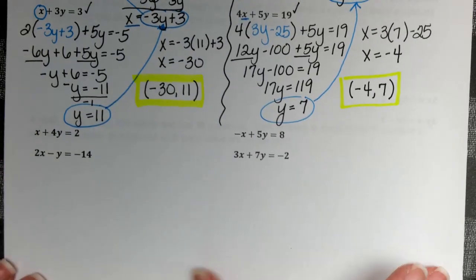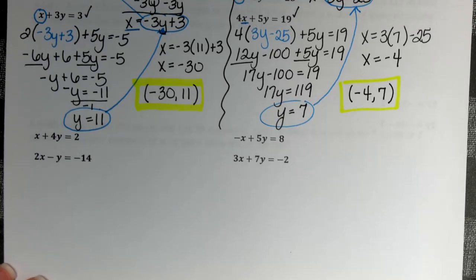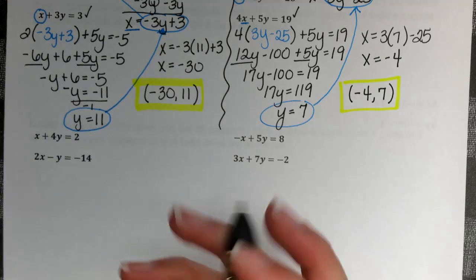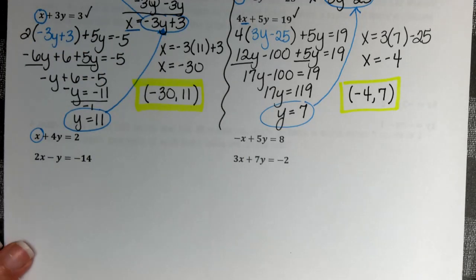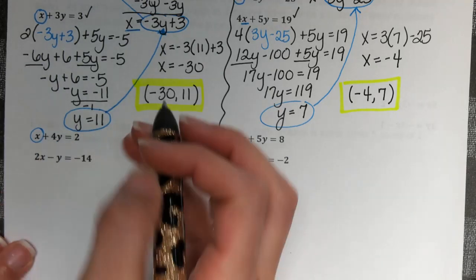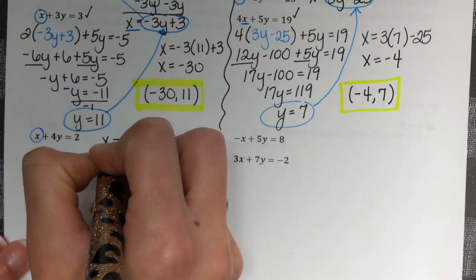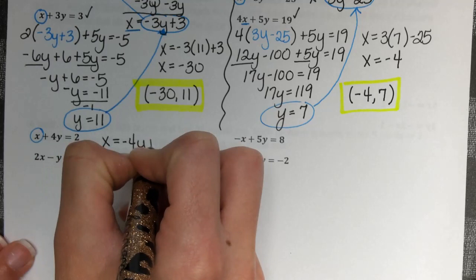Alright. x plus 4y equals 2 and 2x minus y equals negative 14. What am I solving for? I personally would solve for the x, but you could solve for y. Okay? But this x, I don't have to divide by a negative, so I'm going to choose that. Okay? So when I move this 4y, I'm going to subtract it, and that becomes x equals negative 4y plus 2.